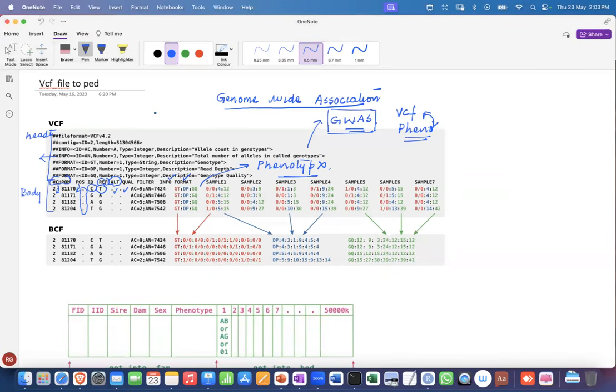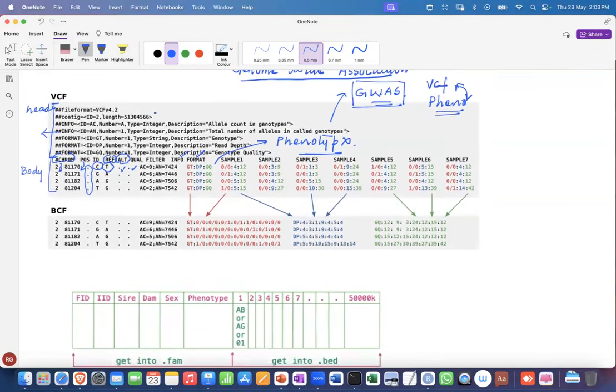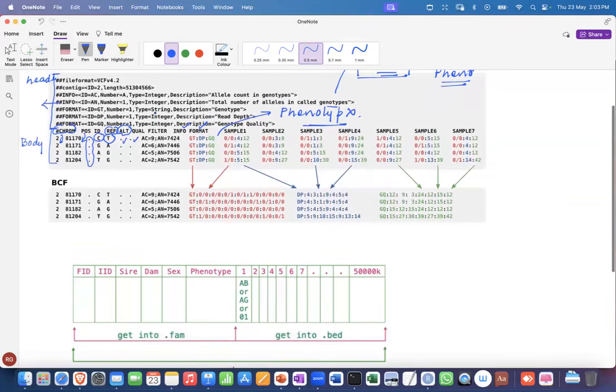So what are we discussing? We are discussing a VCF file and the parts of a VCF file, and what is not there in the VCF file that has to be there in the PED file for it to be called in for the GWAS analysis. So now, for your ease of understanding, I've taken an example.